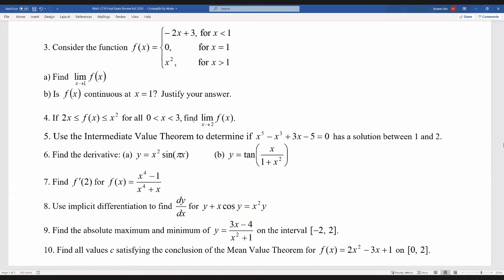How can we sketch it? You have how many pieces? 3 pieces. The first piece is for x less than 1, the second piece is for x equal to 1, and the third piece is for x larger than 1. The first piece is a line, the second piece is a simple number, and the third piece is a square, a parabola. Now you can sketch it. Please sketch this piecewise defined function.